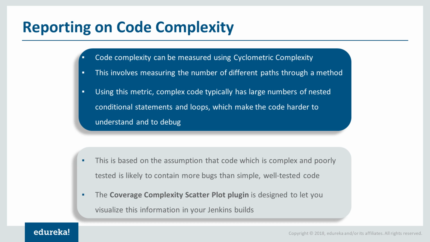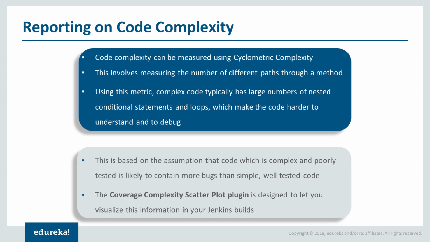And then we have something called the Coverage Complexity Scatter Plot plugin, which is designed to let you visualize this information in your Jenkins build. So why do we measure this code complexity? The most important reason is to get rid of the technical debt. Now, what happens is if your code is more complex, then it would be taking more time for you to refactor if needed later on.